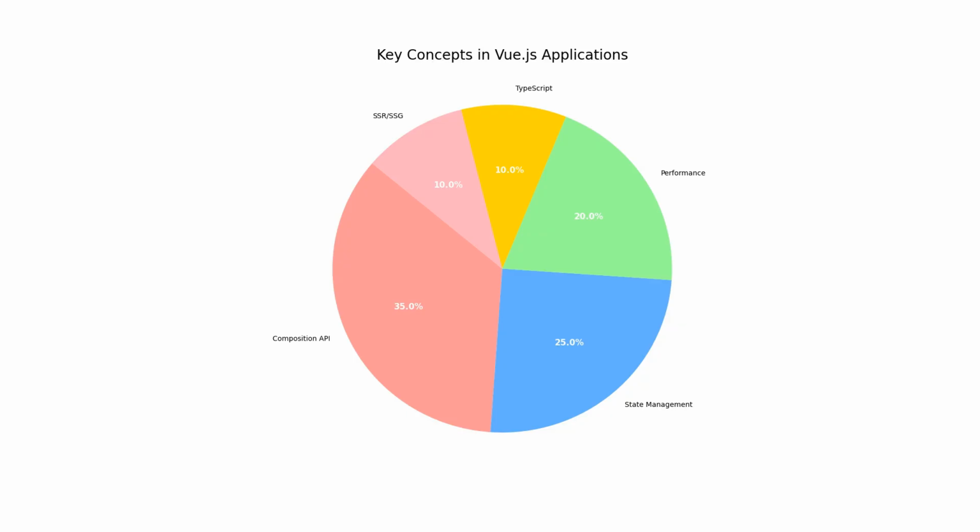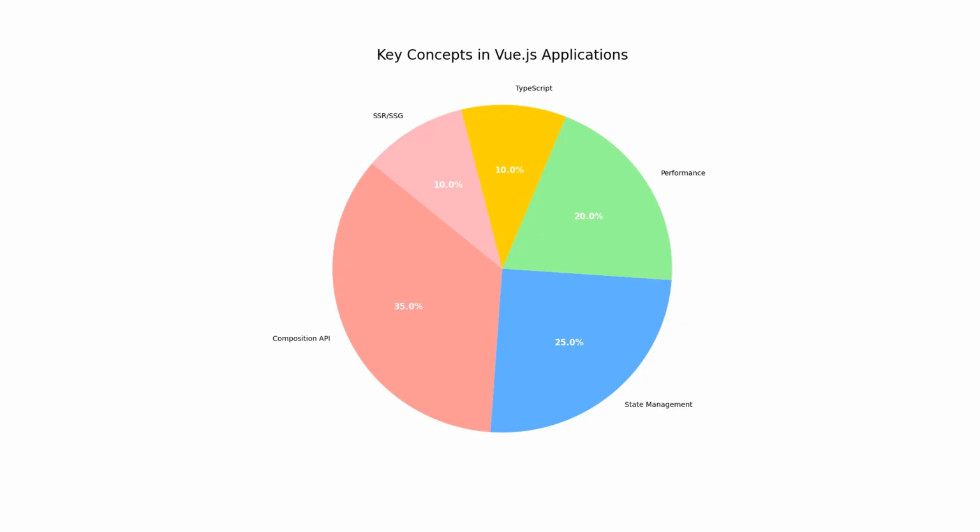This pie chart titled Key Concepts in Vue.js Applications reveals 5 key components and their relative proportions. So, let's break this down. First up, we have the Composition API, which takes the largest slice at 35%. This really underscores the primary emphasis on compositional patterns and local reactive logic within Vue applications. Next, we see state management sitting at 25%. This highlights its ongoing significance for centralized data handling, especially when used alongside those compositional techniques.